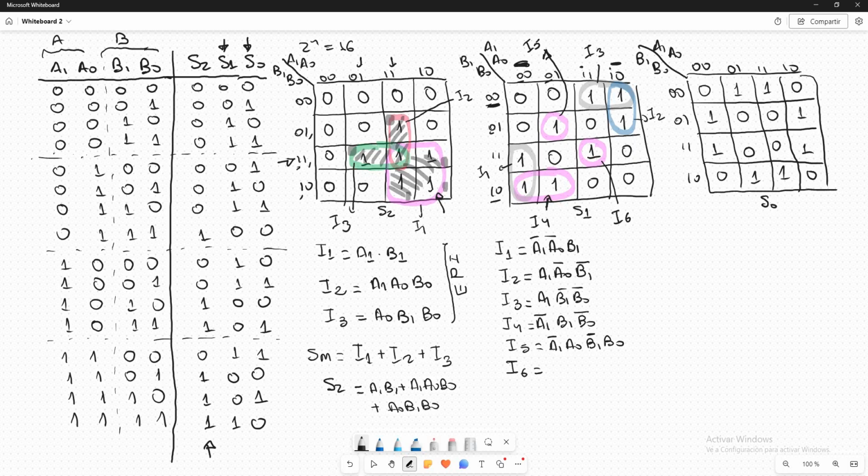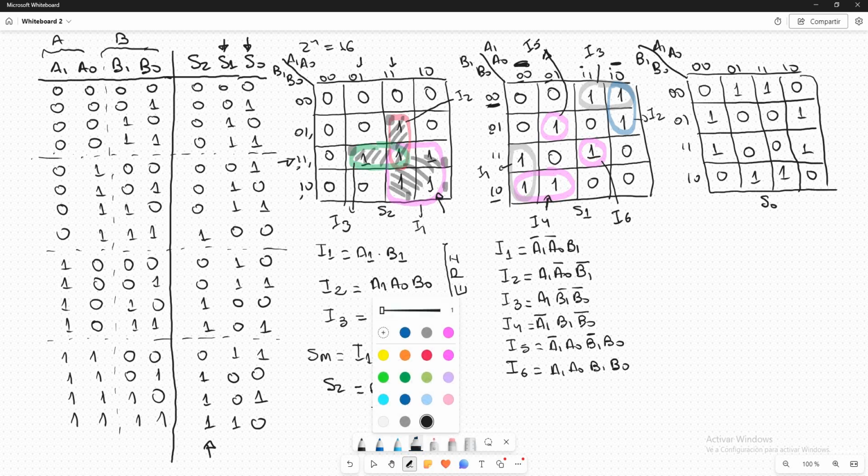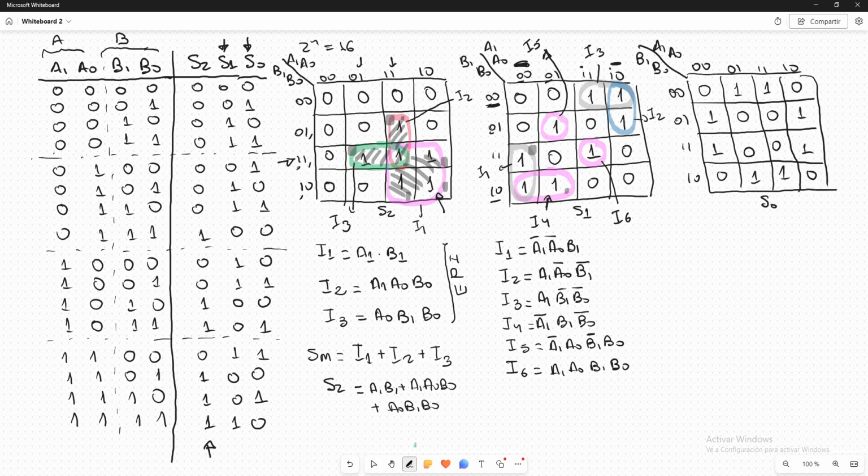And finally, implicand 6 is another min term because we have all the variables of the function in it. Is A1, A0 not negated, and B1 and B0 not negated. The values of all of them is 1. So we have this. The second step, again, we are going to identify the distinguished shells. This is a distinguished shell, and so on. So all the prime implicants are covering a distinguished shell.